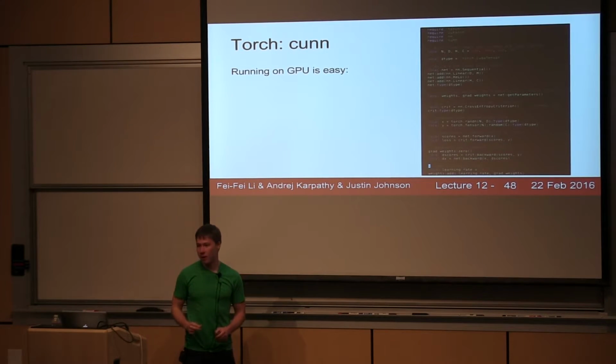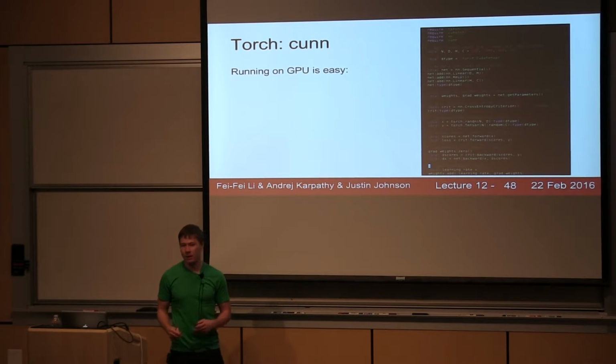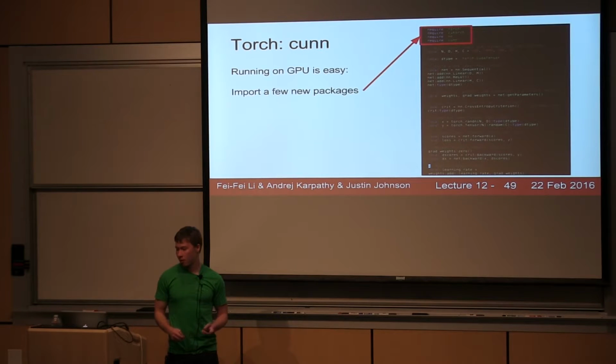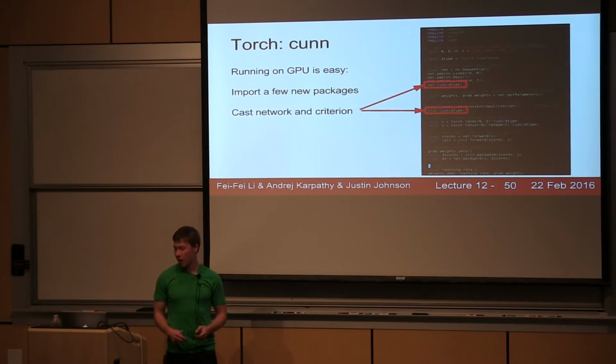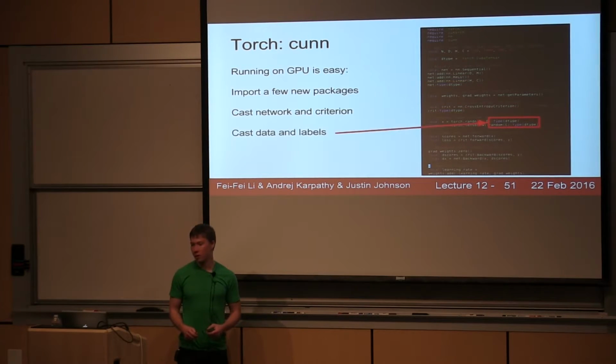And as you might expect from looking at the tensor, it's quite easy to make this thing run on GPU. So to run one of these networks on the GPU, we import a couple new packages, cutorch and cunn, which are CUDA versions of everything. And then we just need to cast our network and our loss function to this other data type. And we also need to cast our data and labels. And now this whole network will run and train on the GPU.